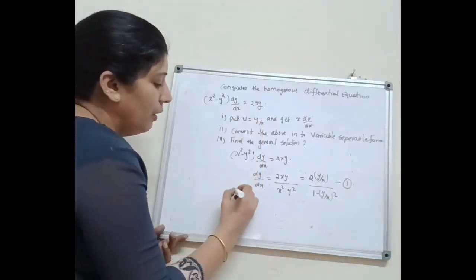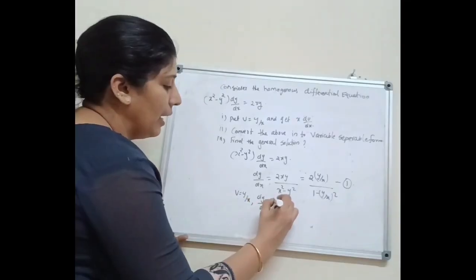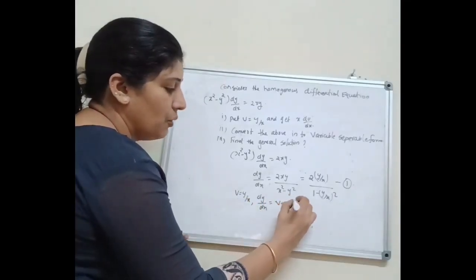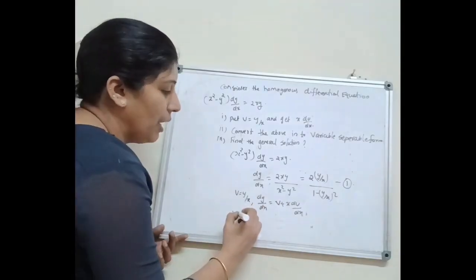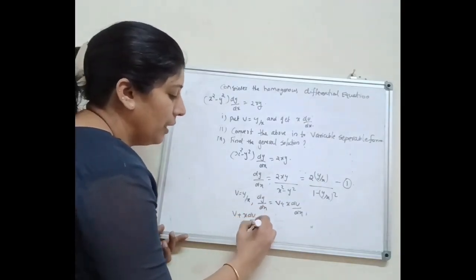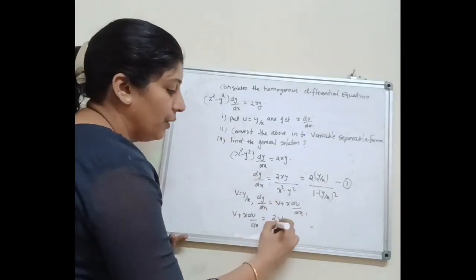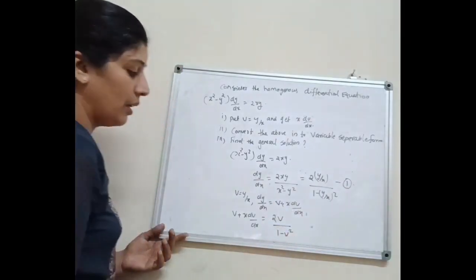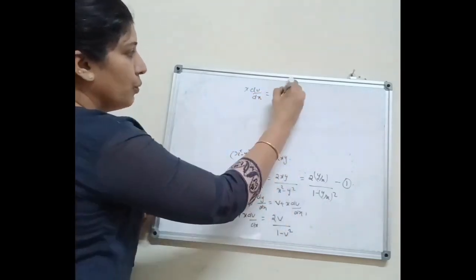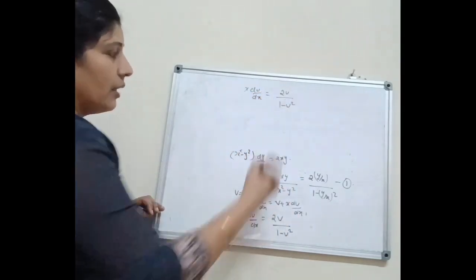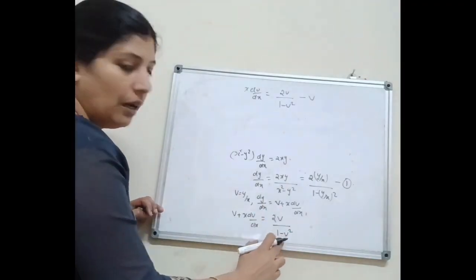First, put v = y/x. Therefore, dy/dx = v + x dv/dx. Substituting here, dy/dx = v + x dv/dx = 2v/(1 − v²), since y/x = v. Therefore, x dv/dx = 2v/(1 − v²) − v.